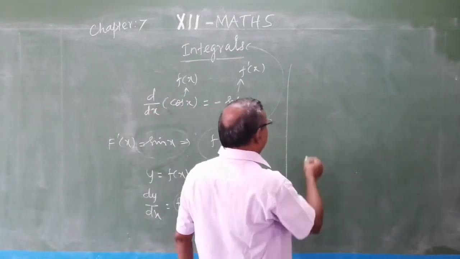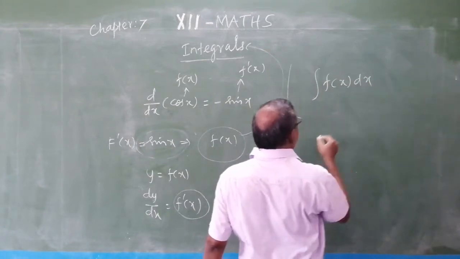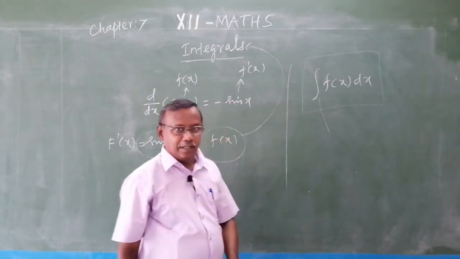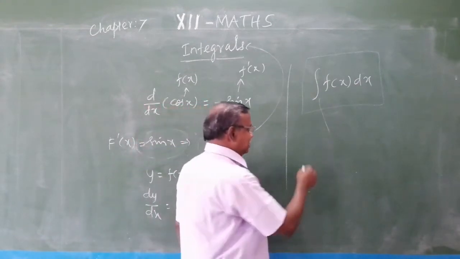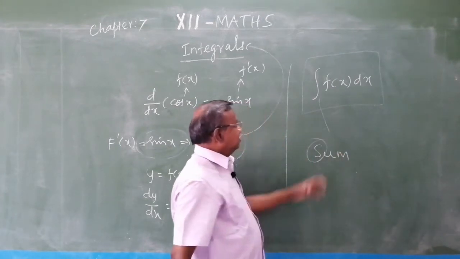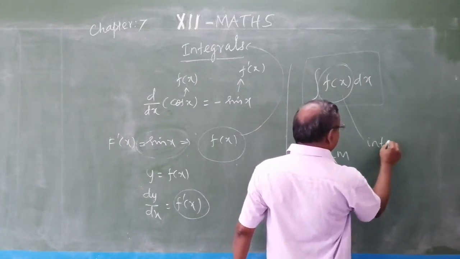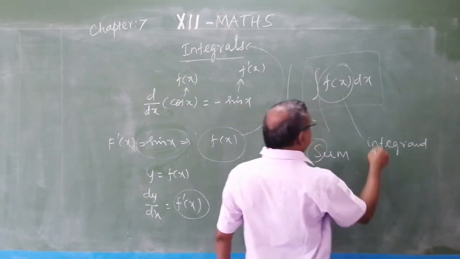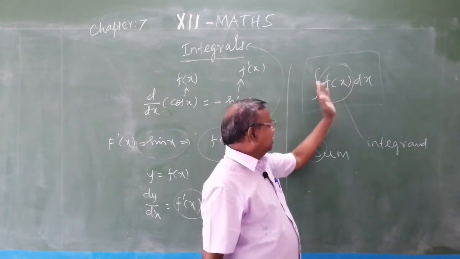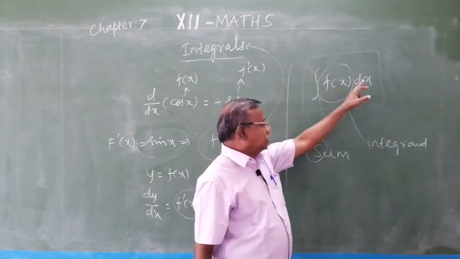But here we use this symbol, f of x and dx for integrals. The symbol is an elongated s, the first letter of sum. And f of x is called the integrand, and dx tells us with respect to which variable we are integrating. So, this is the integral of the function f with respect to x.